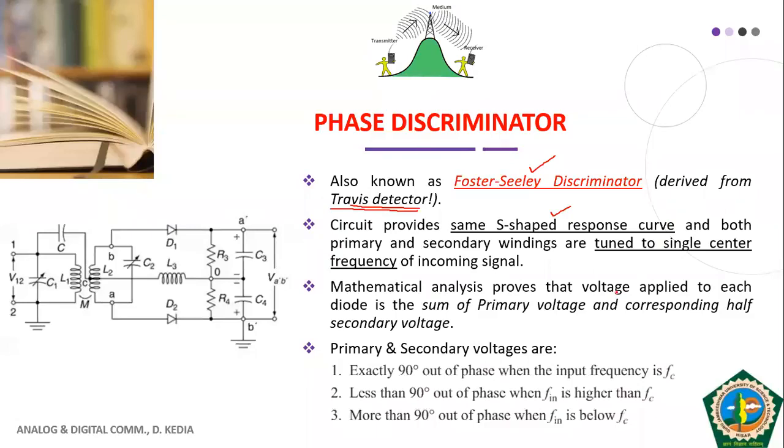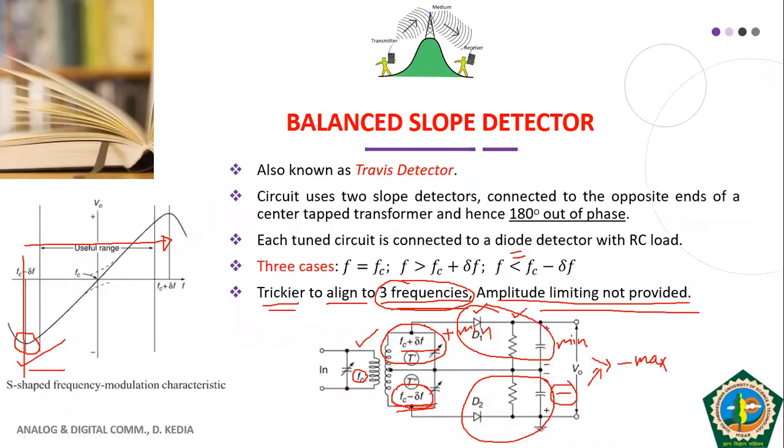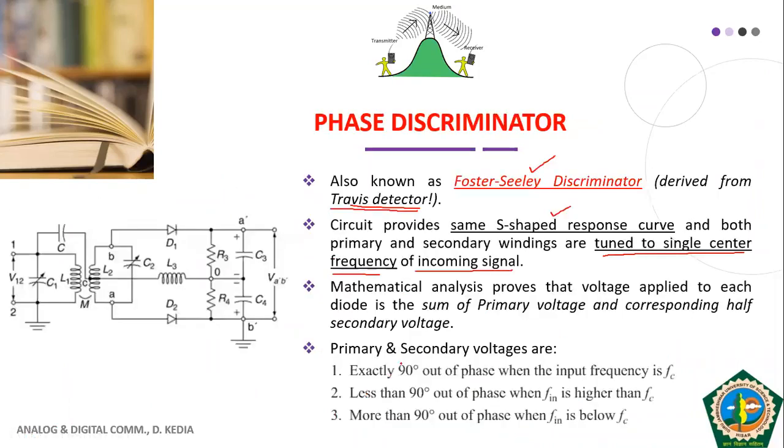In the case of the phase discriminator, the main advantage that we get is that my primary and secondary windings both will be tuned to a single center frequency of the incoming signal. So instead of the 3 separate frequencies tuning we required in the previous circuit, as I'm just showing you, that is fc, fc plus delta f and fc minus delta f, here in the phase discriminator all the windings in primary and secondary are tuned to a single center frequency.